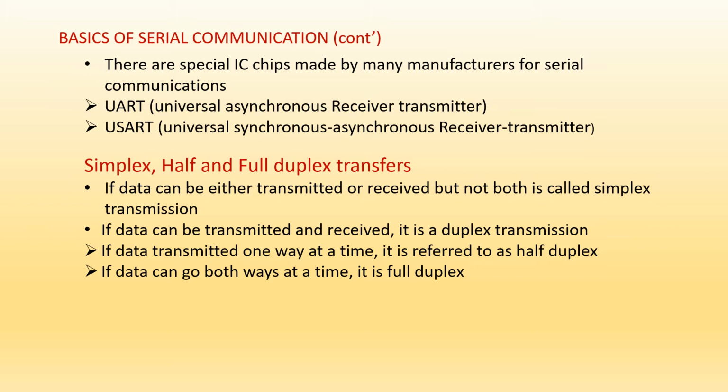Duplex means if the data can be transmitted and also received, it is called duplex transmission. In duplex transmission, we have two types, half duplex and full duplex. If the data is transmitted one way at a time, it is referred to as half duplex.